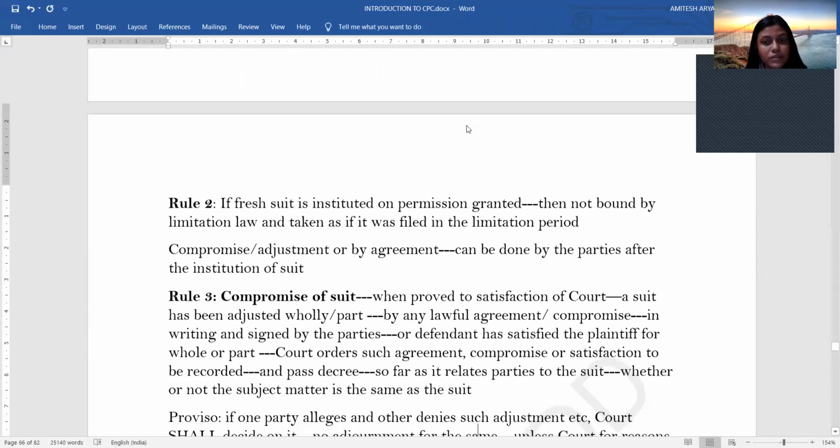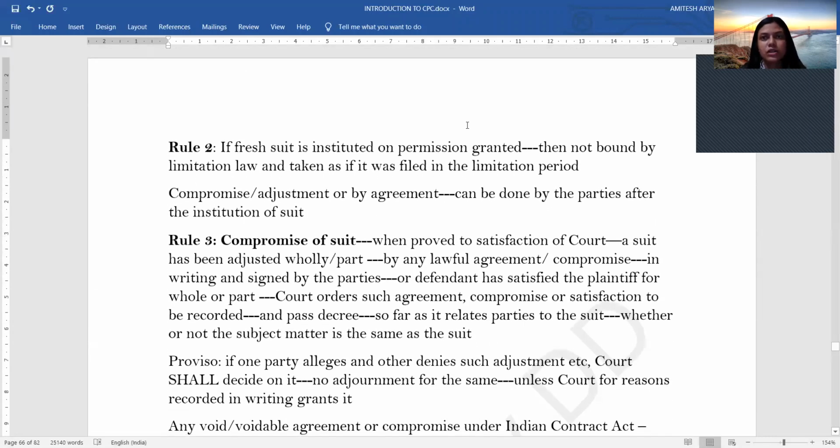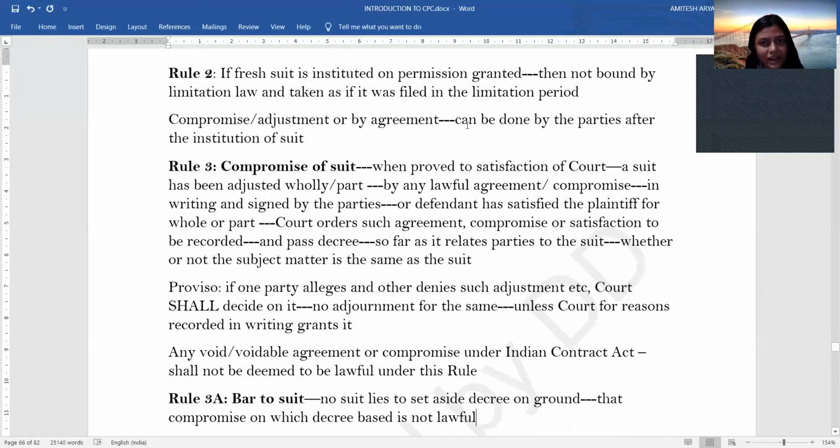Now, what is Rule 2 saying? That if permission for a fresh suit was given and you're going and instituting it, then you're not bound by the limitation law. It will be taken that you had come before the court in the limitation period. And after institution of suits, obviously you can go for compromise or adjustment or by agreement.